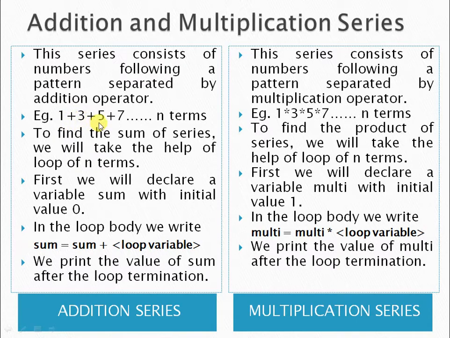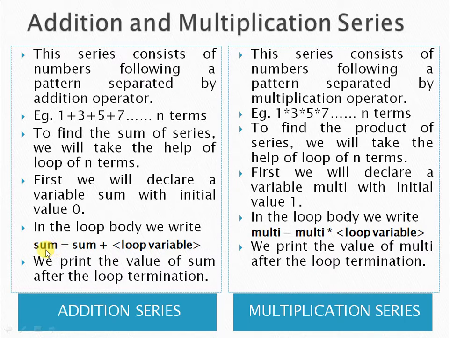Then you will add 5 to it. Then you add 7 to it, and so on. And similarly, following this process, you will get the final value of sum. Okay, that's why we have written sum is equal to sum plus some variable value. So sum is the initial value that we have taken as 0.